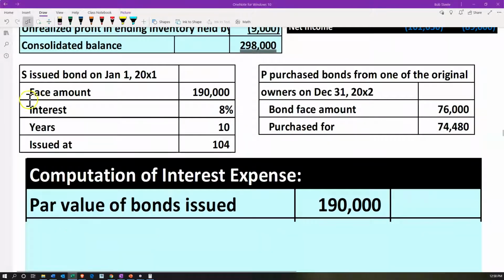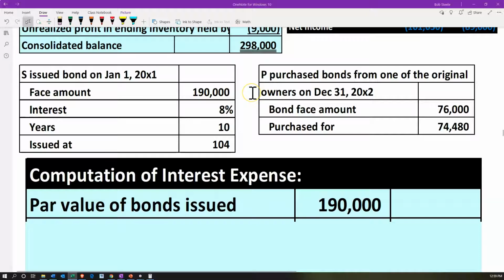Okay, so now we're going to be considering this data over here, where S issued bonds on January 1st, 20X1, face amount 190,000, interest rate 8%, the yield 10%, issued at 104, or 104%, meaning we have a premium on it. So now let's consider what would be recorded by S with regards to this.